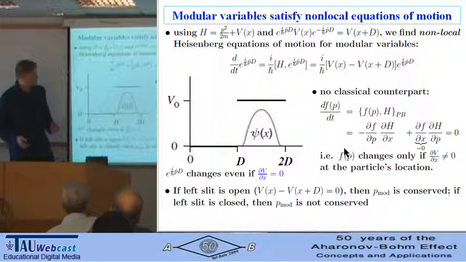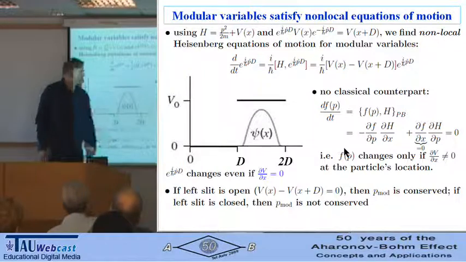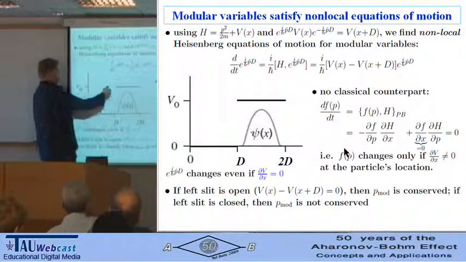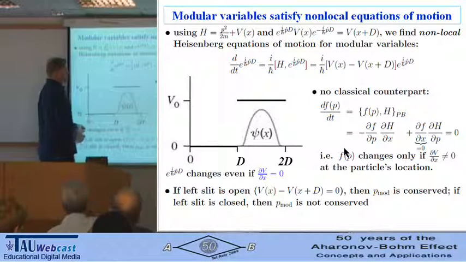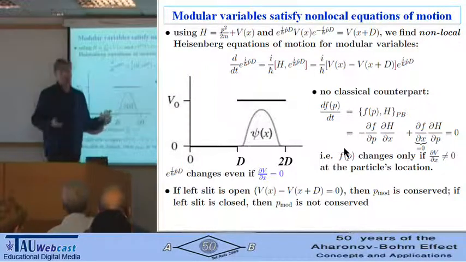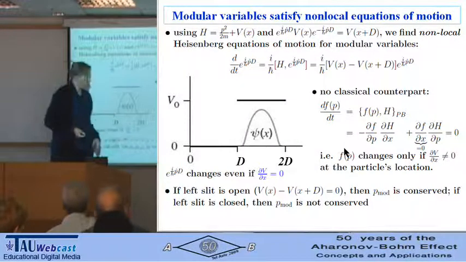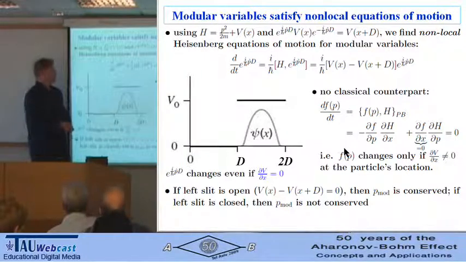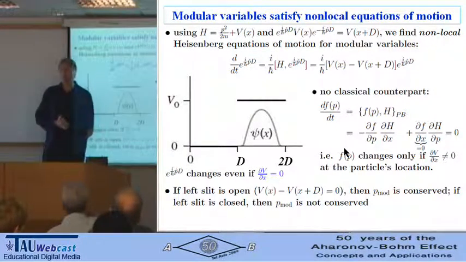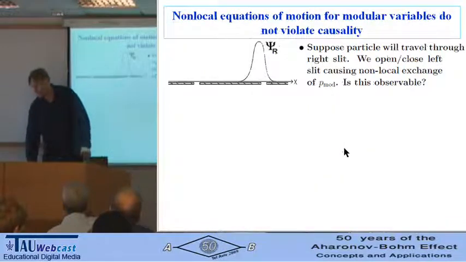I'm not going to go into much detail about how this is actually done, but just to give you an example, if you had a situation where both slits were open, then you can see that this modular variable is conserved, right? Because the difference in the potential between the points is 0. Whereas if you close a slit, then it's not conserved. The modular variable will change.